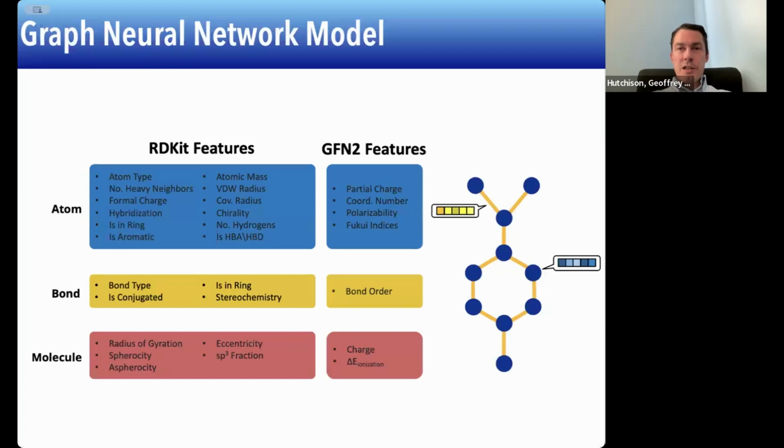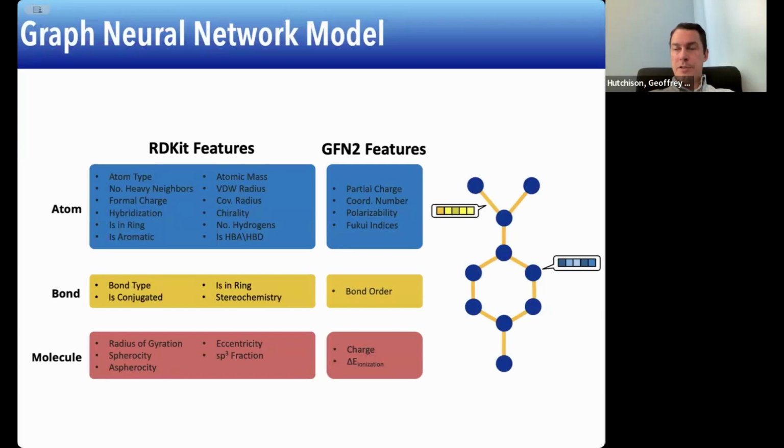What do the models look like? Well, as I said, the key component of this is that we're treating the molecule as a graph, which is a natural way of thinking about molecules, sort of the valence bond approach. We put in a variety of features that are relevant from cheminformatics. Of course, the element, the atomic mass, van der Waals radius, is it an aromatic carbon, for example.